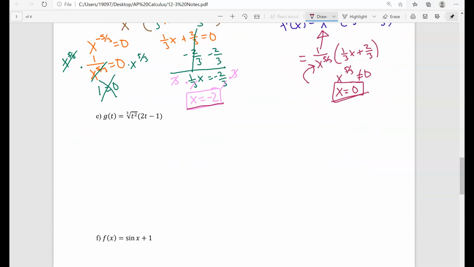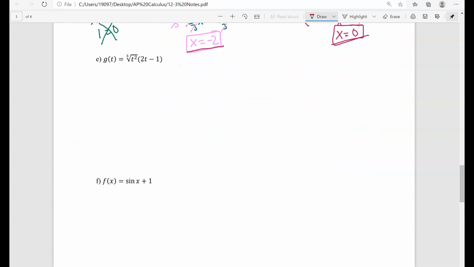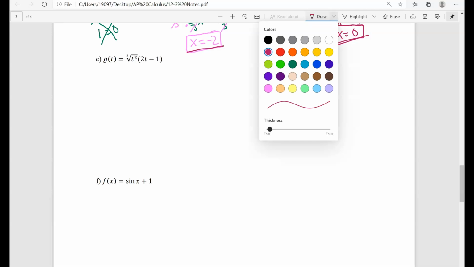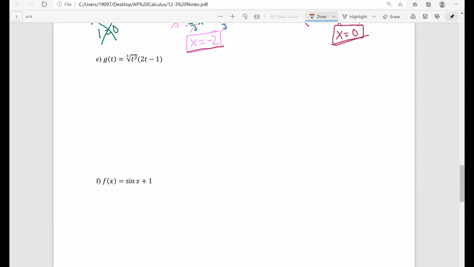All right, let's do another problem. A few more. So let's see this one. Here now we have a multiplication of two different things. So here we're going to have to do the product rule because there's two different multiplications, this guy and this guy.